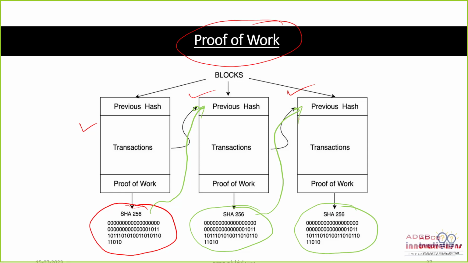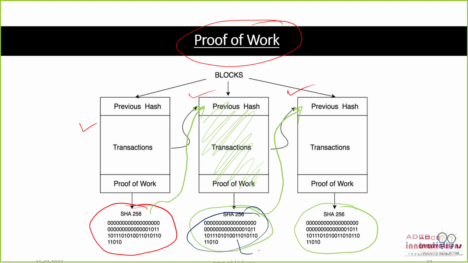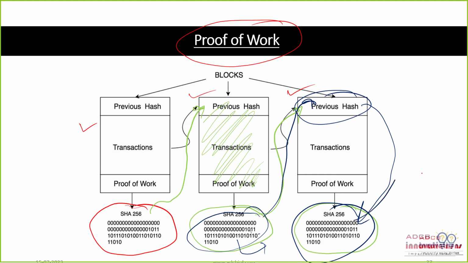So now let's say someone tries to make changes in this block. Then what will happen? The hash of this block is going to change, and that will change this previous hash, and this previous hash will change, then this hash will change, and all the other blocks will become invalid. All right, so this is how it is going to sense whether a block is validated or not.